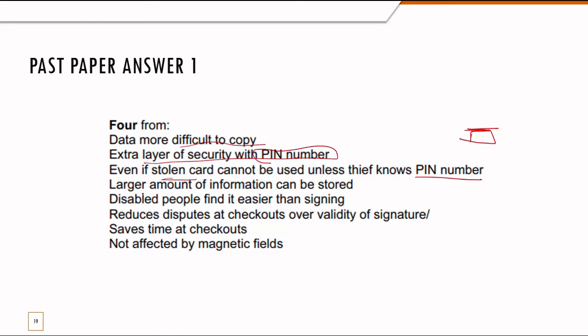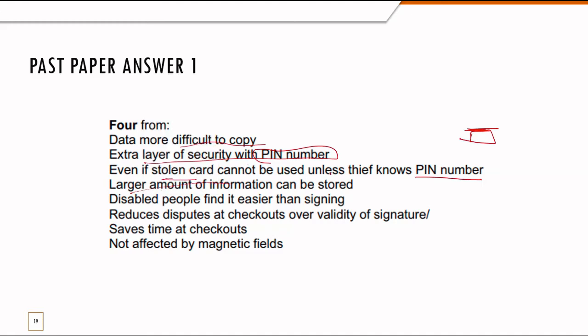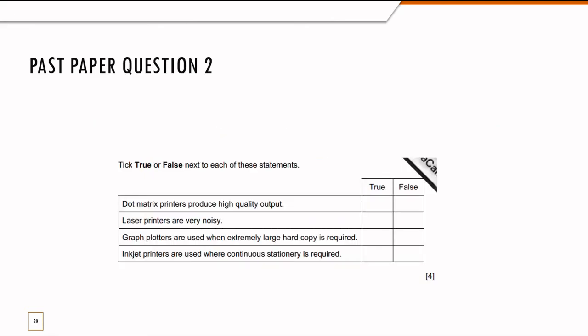Because it has chip and pin, it can store a large amount of information, and this will be easy for disabled people instead of signing. You can reduce disputes over the validity of a signature because a pin is required, and a chip and pin is not affected by magnetic fields. So, because this is a 4-mark question, you need to have 4 points, and these are some of the points you can write. Let's do this true and false together.